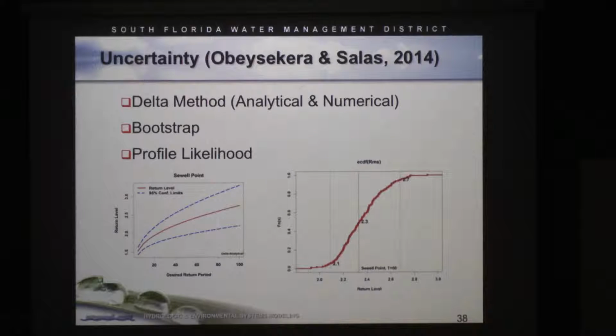Then we have done additional work on uncertainty analysis using the well-known delta method, or maybe a bootstrap method, or profile likelihood. I won't go into that too much. So that's the first part of my talk, return level and risk under non-stationarity.